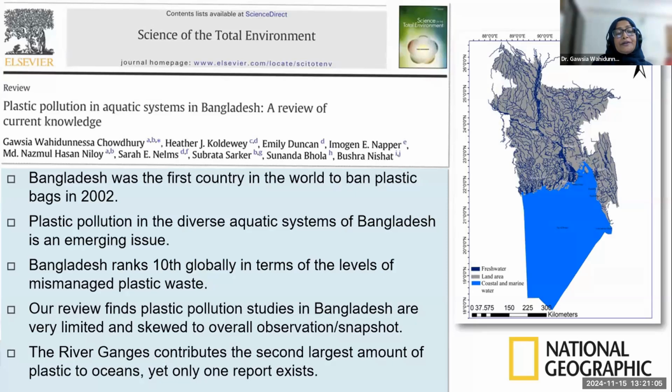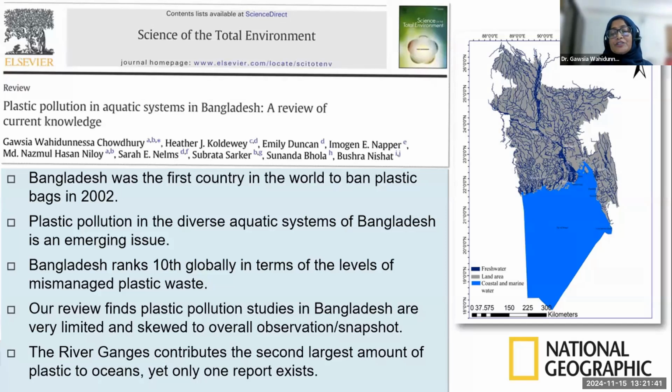We reviewed the literature published from 2006 to 2019. Why did we do it? Because we observed at the beginning that Bangladesh ranks 10th globally in terms of the levels of mismanaged plastic waste. But when we searched the literature, it was not sufficient. The Ganges is one of the most polluted rivers, releasing the second largest amount of plastic to the ocean, but only one report exists on this mighty river.